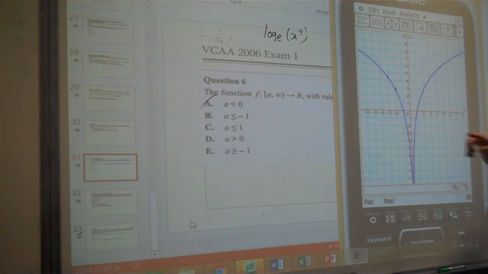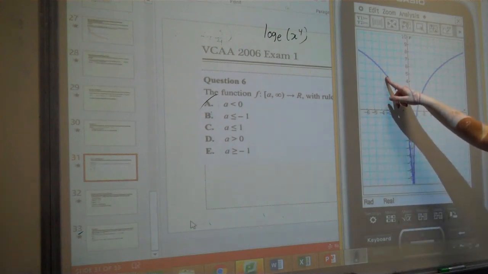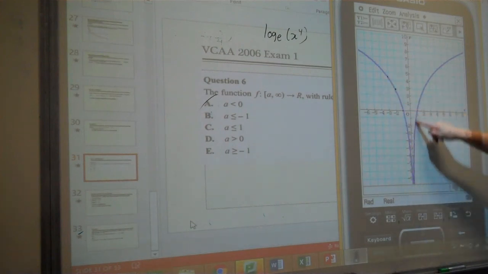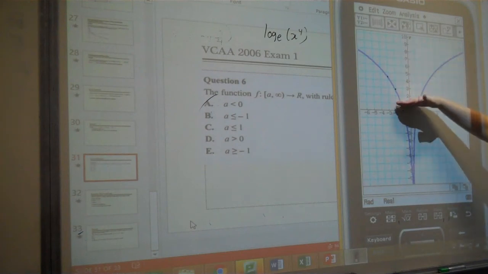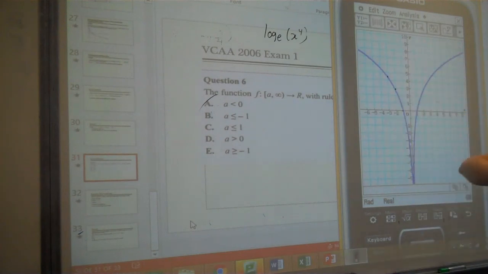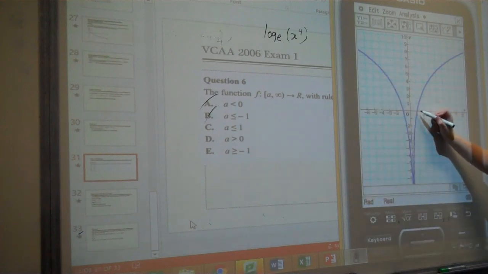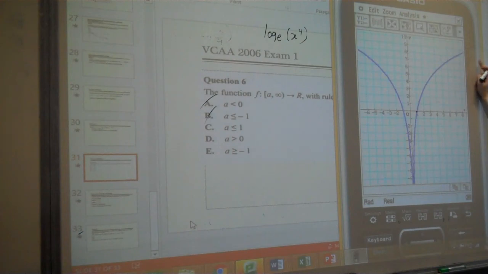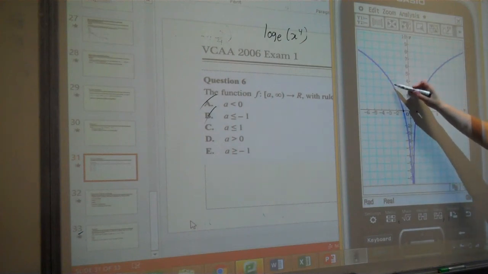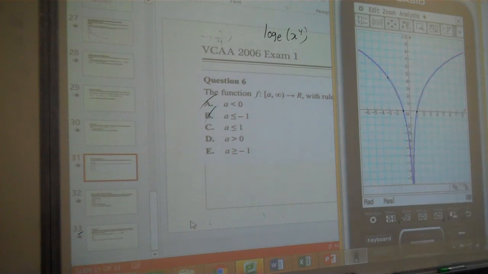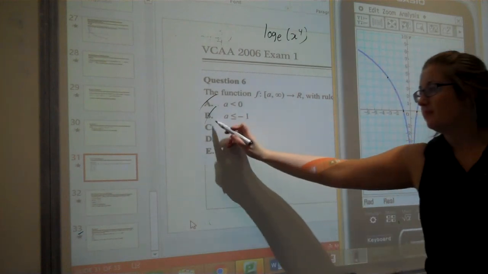No matter which of those values we took, if we then went from these points to infinity, it's not going to be one-to-one, it's going to cross twice. A less than or equal to 1, so that means I could have a value of 1. Well, from 1 to infinity, that would be fine. But it's also saying I could have values of -1 or of -3. They're all less than 1. If I took those values of a to infinity, it's not going to be one-to-one.